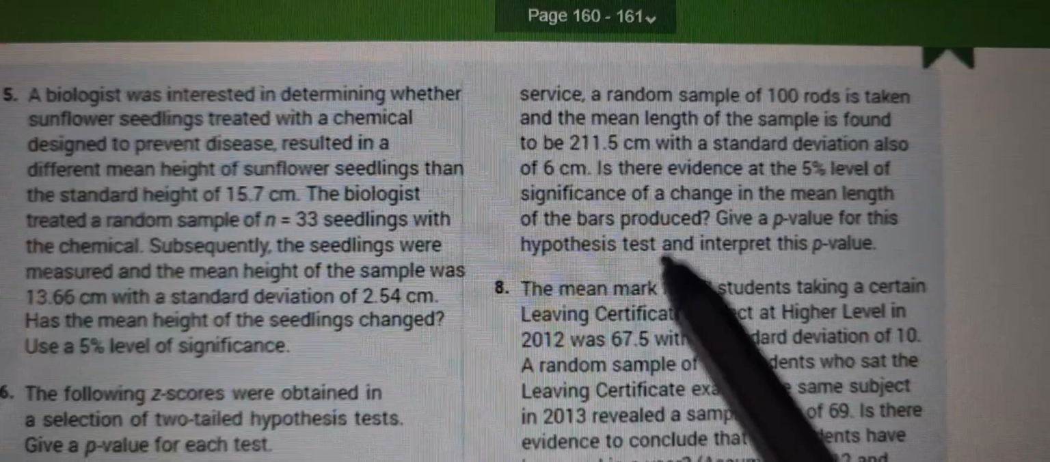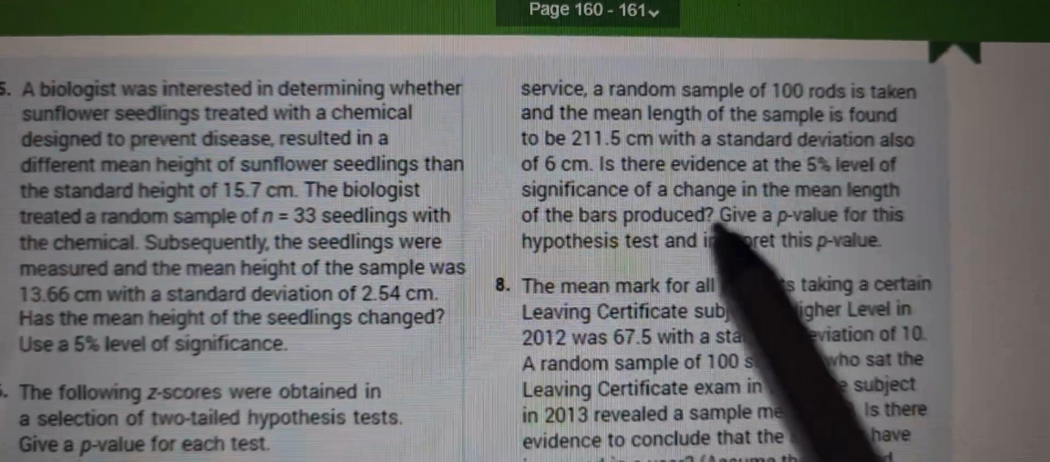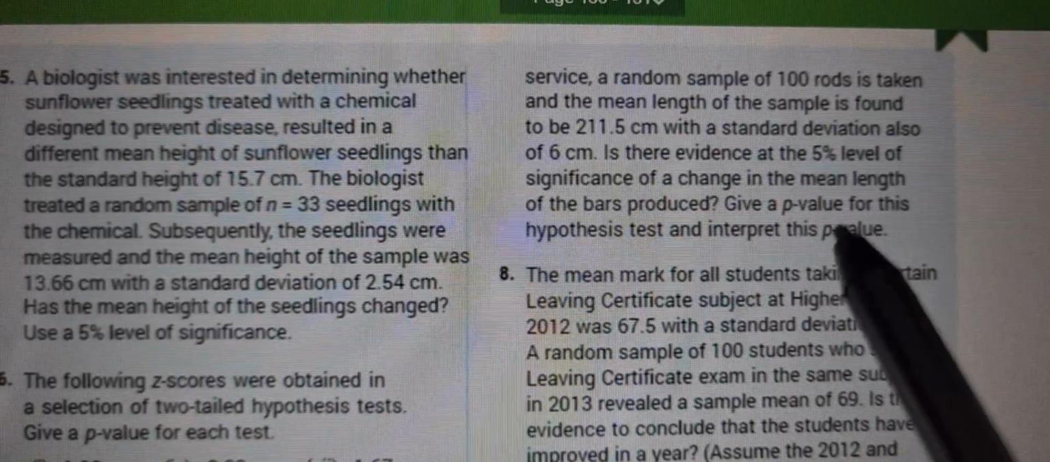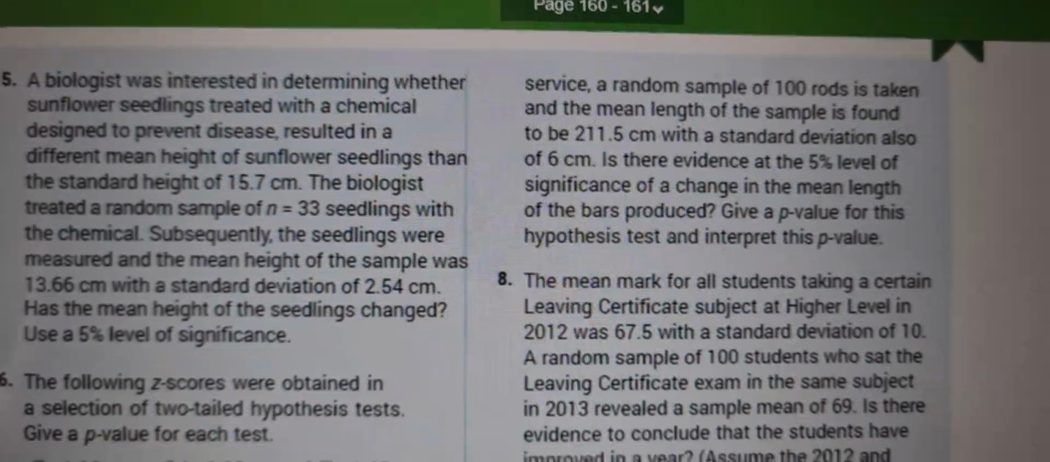Is there evidence at the 5% level of significance of a change in the mean length of the rods produced? All right, so we do a hypothesis test for a mean, so we'll have to do a test statistic. And then when we've got the test statistic, it's asking us to give a p-value for this hypothesis test and then interpret that p-value.